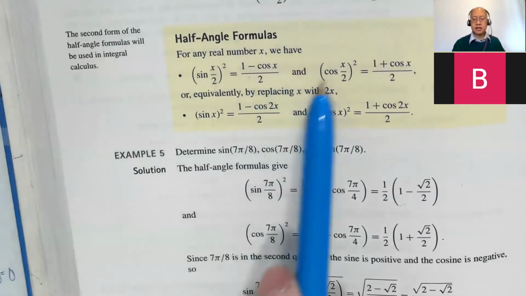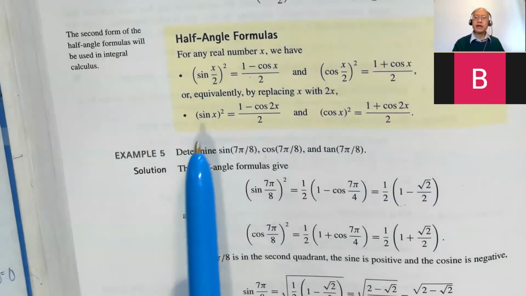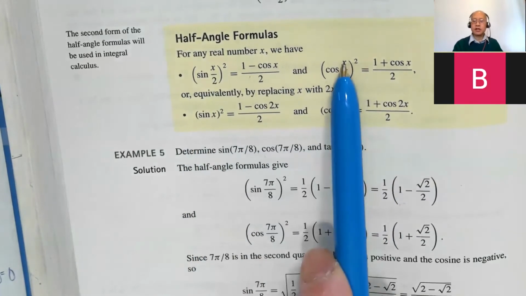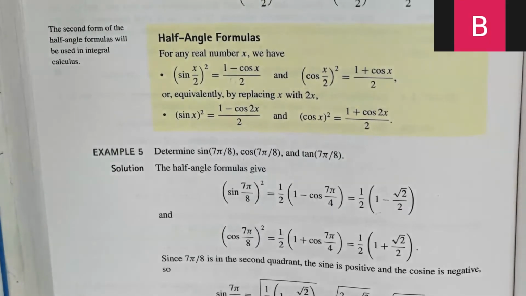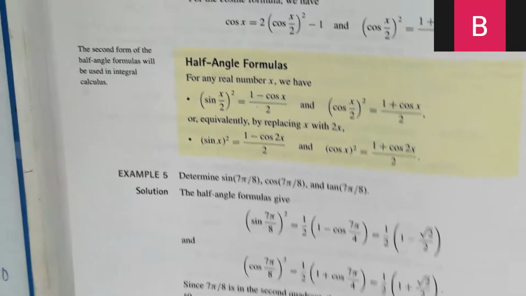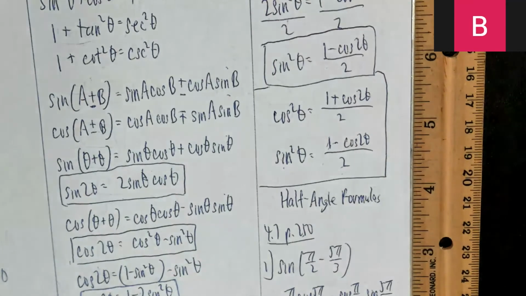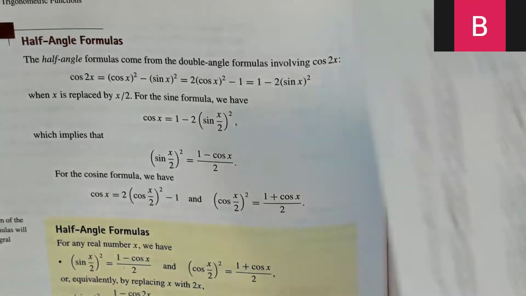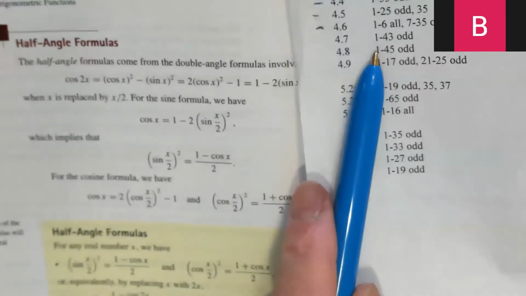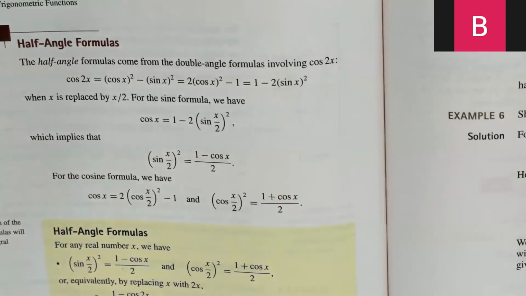So if you want to use this, it's fine. If you're using this version, you really are using this. And if you're using this, you really are using this. So six of one, half a dozen of the other, I guess, is the expression that's sometimes used. Okay. So let me show you the homework, and then I won't go that much farther. So 4.7, 1 to 43 odd.